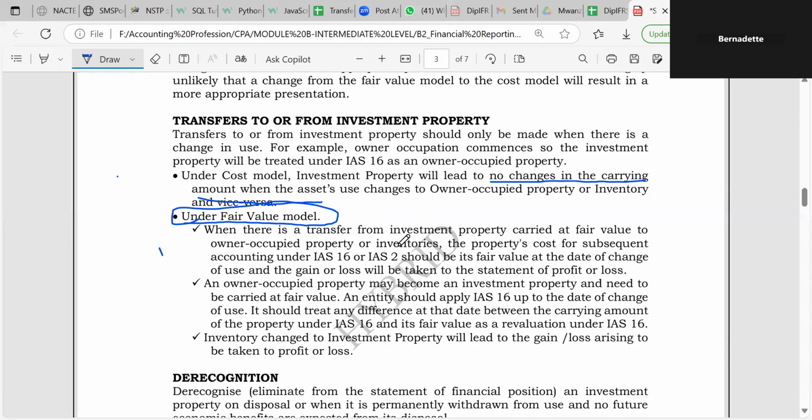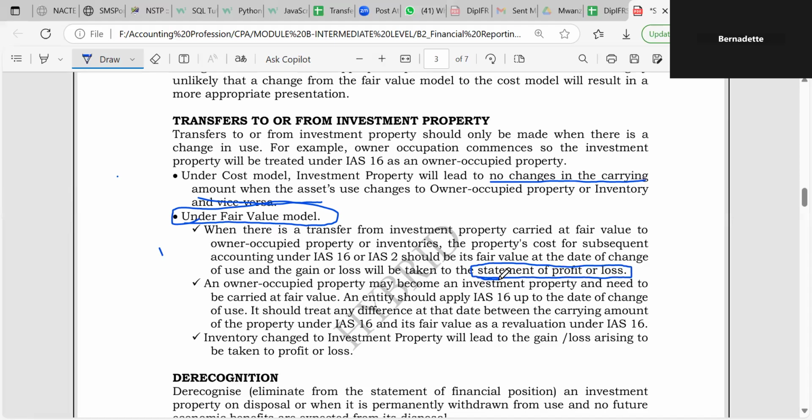So what are you going to do? The property's cost for subsequent accounting under IAS 16 or IAS 2 will be its fair value at the date of change of use, and the gain or loss will be taken to the statement of profit or loss. What matters is this point here, because when we do change and we have fair values, we will have either gain or loss.